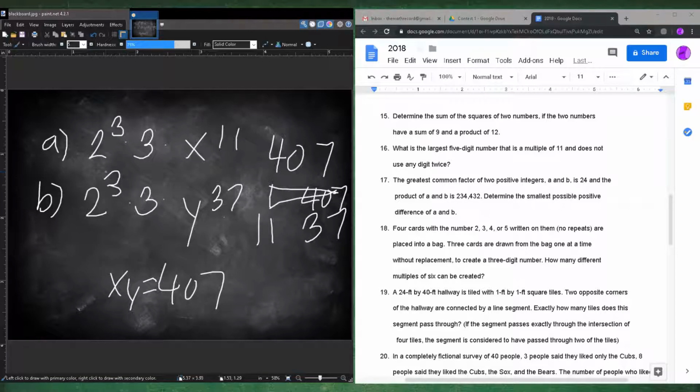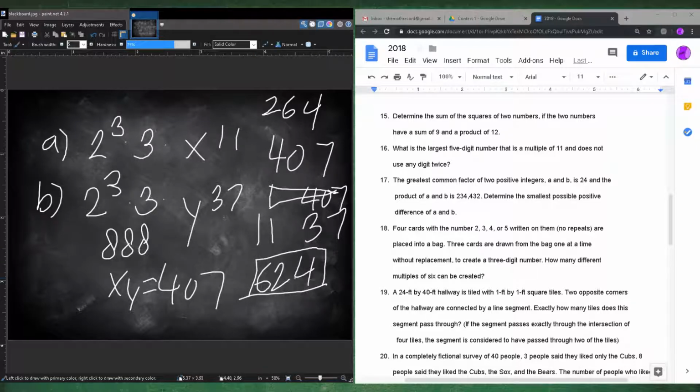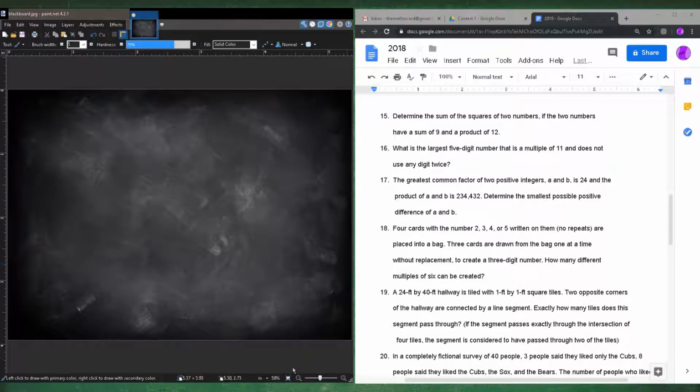So the two numbers you get are 264, and this number is 888. So 888 minus 264, you get your answer as 624 as your smallest difference. And that's basically how you solve it. Pretty simple. You just have to write everything out.